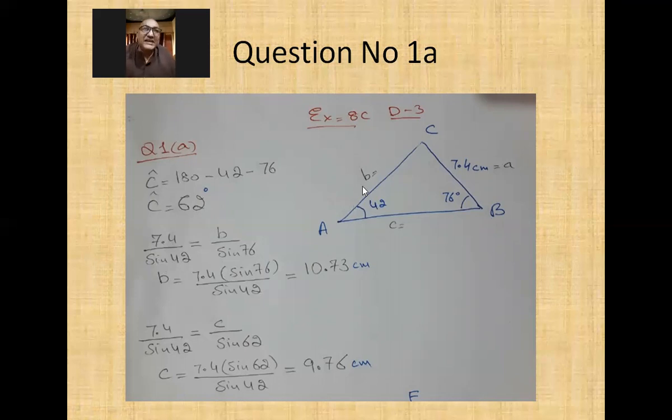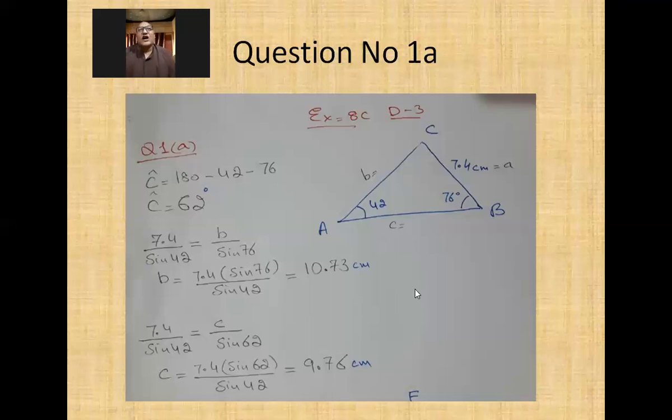Now I know the length of this B. I can find the length of this C. Opposite to this is the angle C, which I know is 62 degrees, and 7.4 is opposite to 42. So I can apply the sine law. 7.4 divided by sine 42 is equal to C divided by sine 62. When I make C alone, that sine 62 will go to the other side and multiply. So C will be equal to 7.4 multiplied by sine 62 divided by sine 42, and that will be equal to 9.76 centimeters.